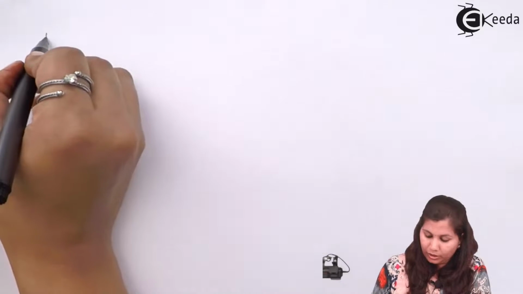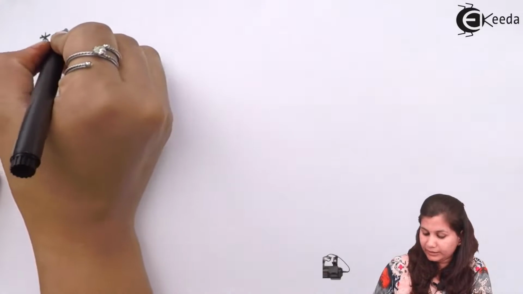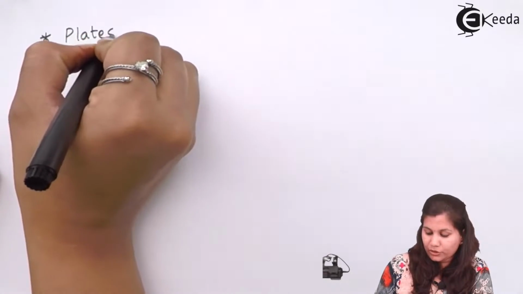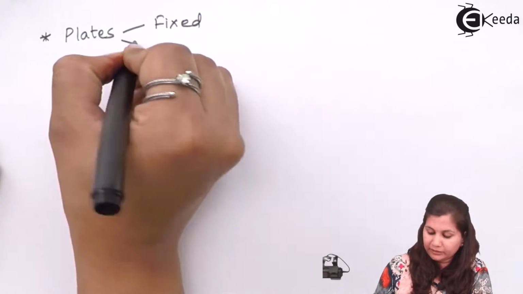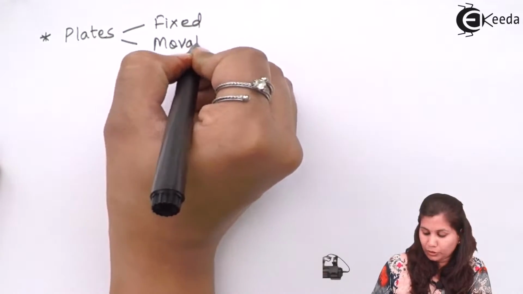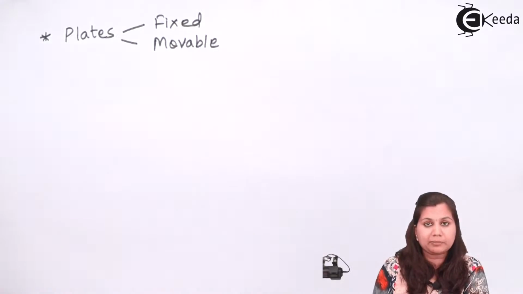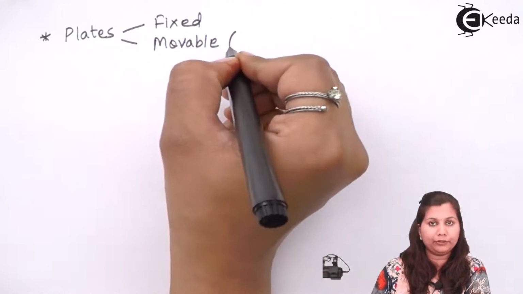So first here we will see the capacitive transducer which is used for measuring the displacement by using the change in the distance between the plates. Now in these capacitive transducers where we are changing the distance, we will have two plates. One will be the fixed plate and the second will be the movable plate. The displacement which we want to measure will be applied to the movable plate.